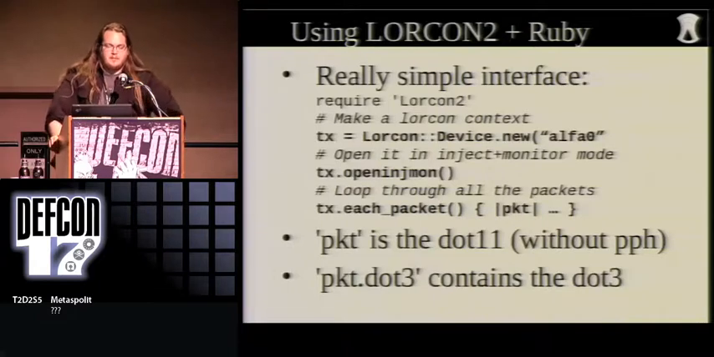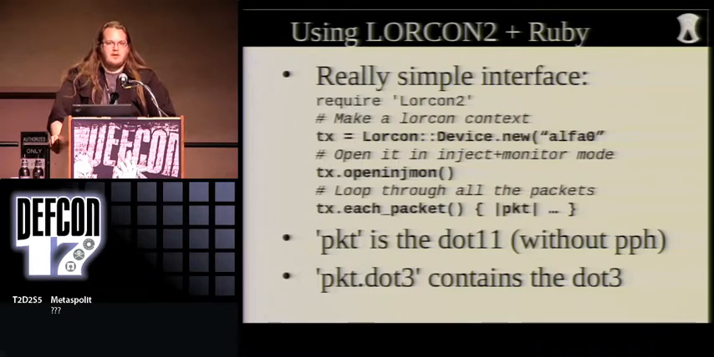So, doing it with Ruby, it's a really simple interface. You just load Lorcon, you create a new Lorcon device context, tell it what interface you want, and you open it in injection mode. It figures out what driver you're using, it figures out if you need to make a VAP for it, figures out all of that. And then you just loop through the packets.